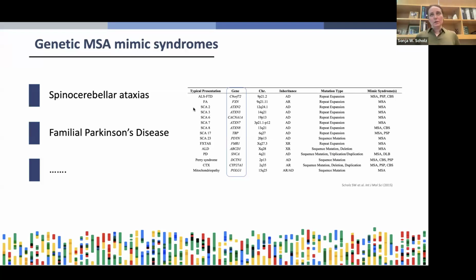And that may be useful in the clinical context because it allows us to refine our counseling. Not every disease has the same kind of disease course as multiple system atrophy. There may be other complications. There may be other treatment trials that might be relevant for these so-called mimic syndromes. And so it's important to recognize them. And we can use genetics for that purpose.